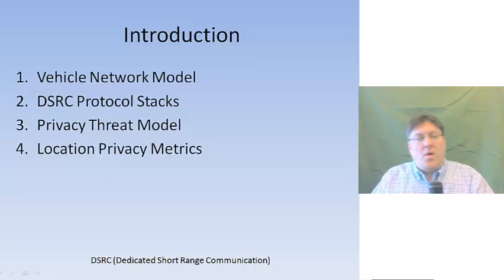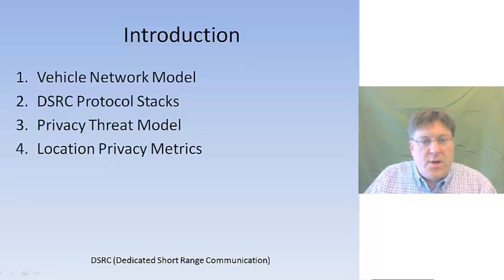Introduction. We'll talk today about the vehicle network model, which is the way that vehicles interact with each other through a network. The DSRC protocol stacks, of which there are two, and DSRC stands for Dedicated Short Range Communications. And the privacy threat model, which is basically how can privacy be breached using vehicle networks. And then last but not least, we'll talk specifically about location privacy metrics. How do we measure location privacy in particular?